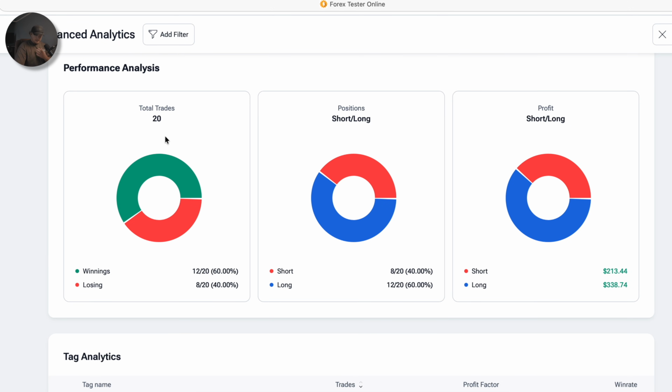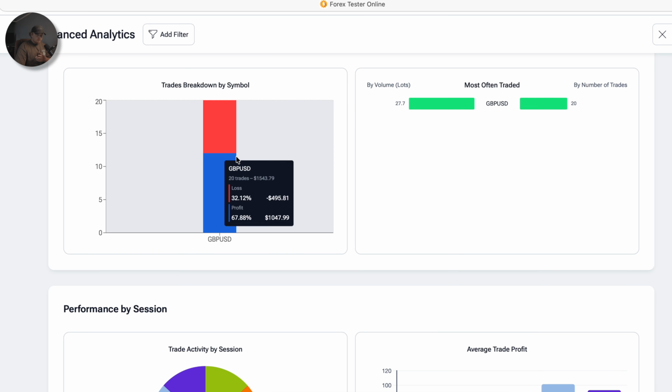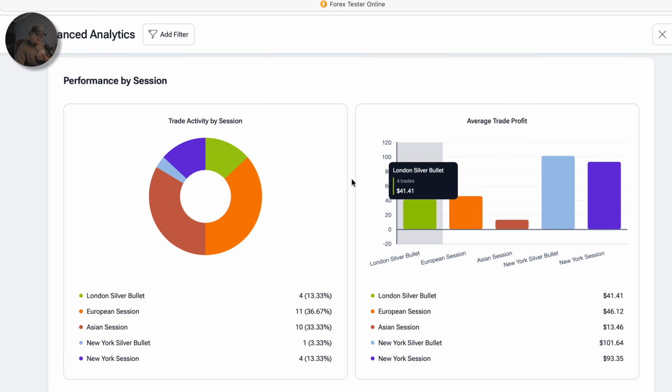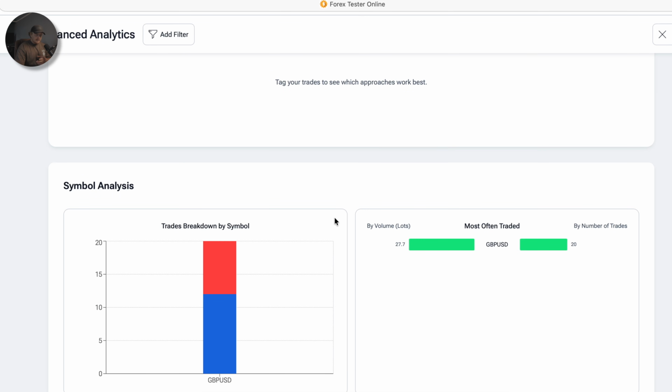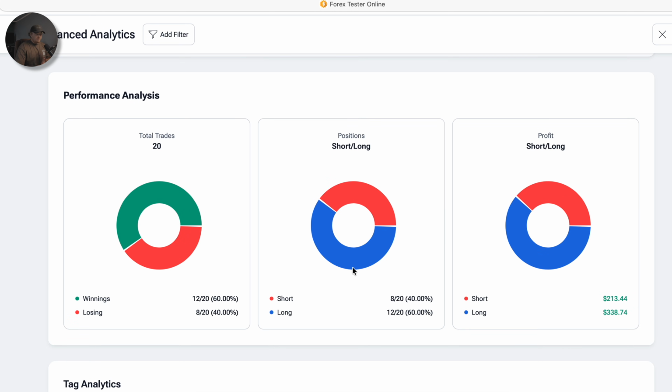But we can see that we did take 20 trades overall, 60% win rate, 40% of the trades were short, 60% were long. Breakdown by signal, obviously we were just trading GU. That is the main pair I like to trade. I do trade GJ as well as USD JPY sometimes, but the main pair is GU, simply because we took 20 trades here in 1 month, and for me that is quite a lot of trades anyway. I don't feel the need to be trading more than 1 pair.